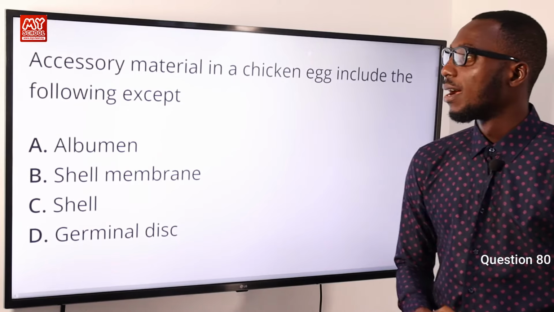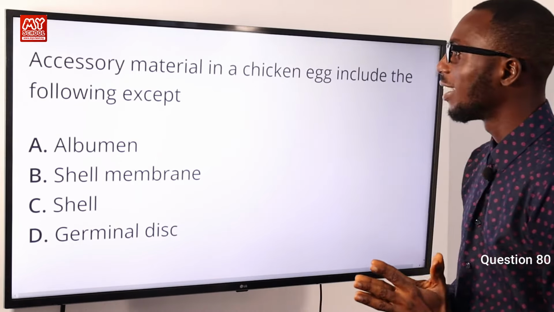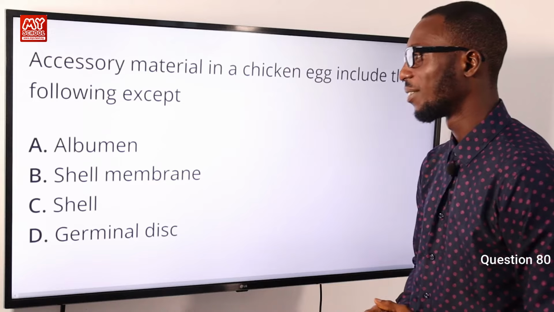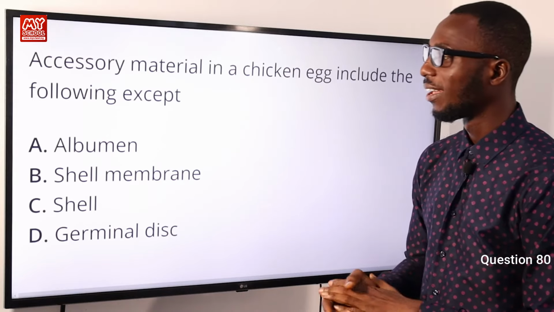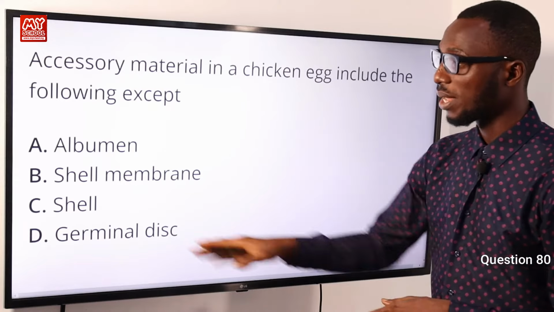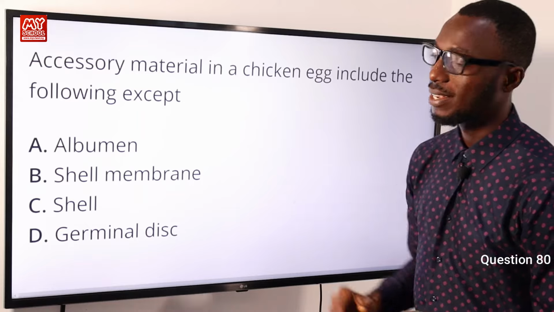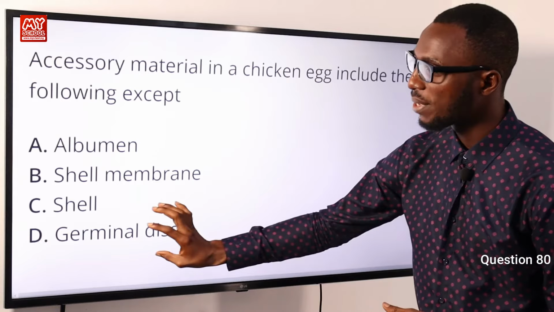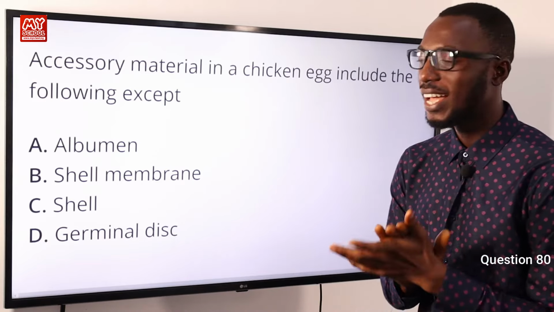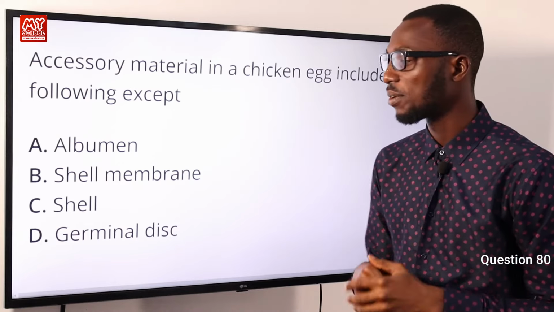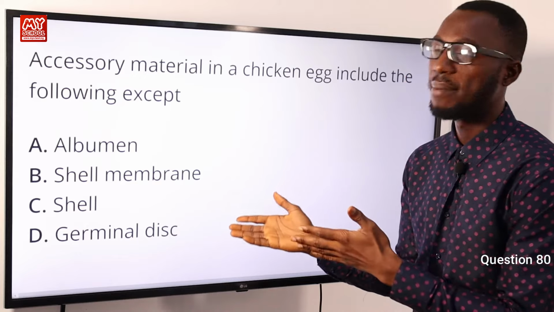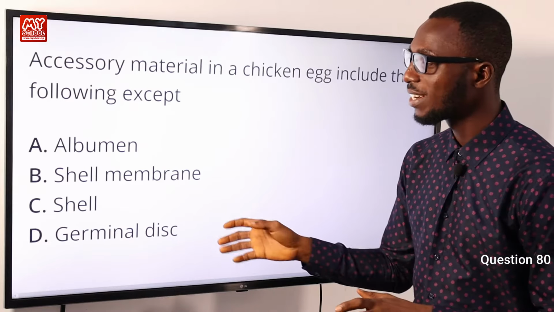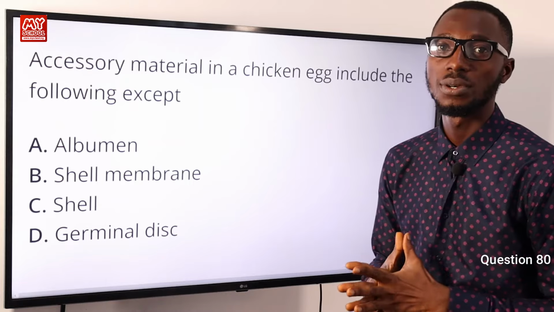Question 80. Accessory material in a chicken egg include the following except what? We have the albumen, that is the white of the egg. We have the shell membrane, that is the inside of the shell. Then we have the shell which houses the shell membrane. Then we have the yolk too as an accessory material, but the germinal disc is just located inside of the yolk. That is where the sperm cell comes to fertilize it so that we can have an embryo that grows up into a chick. So the germinal disc is not an accessory material. So the correct option is option D.